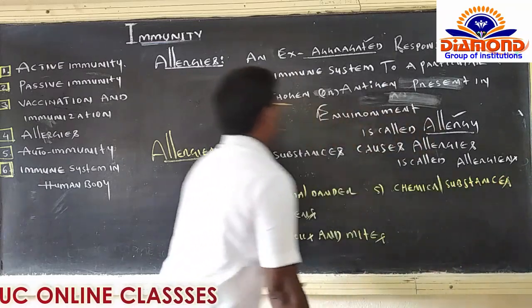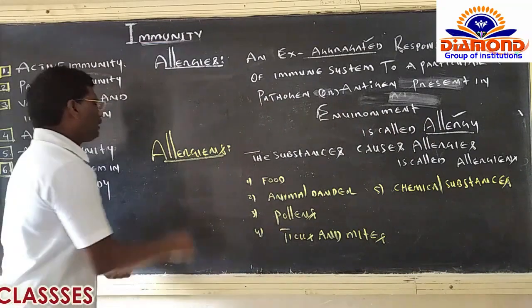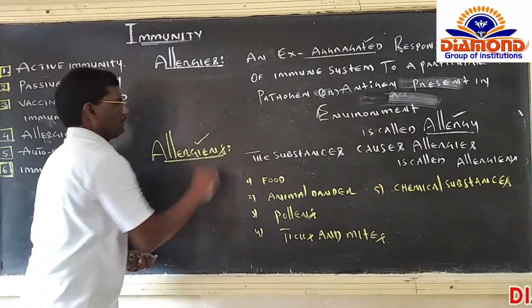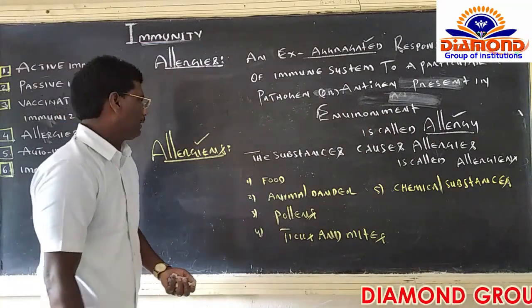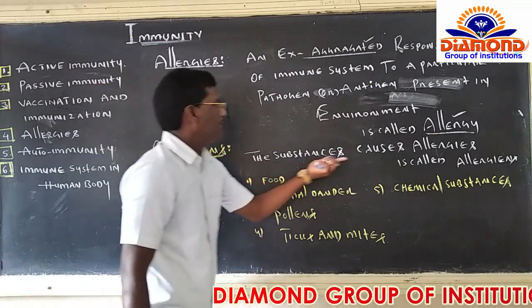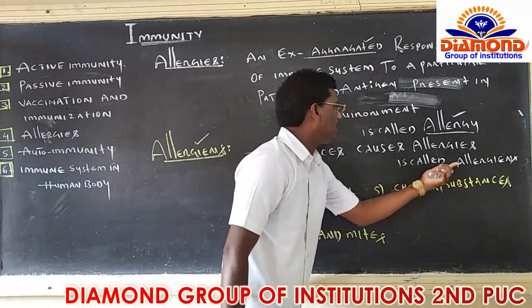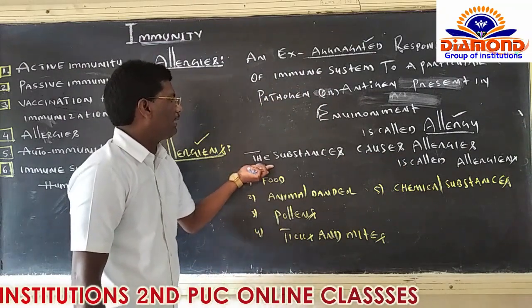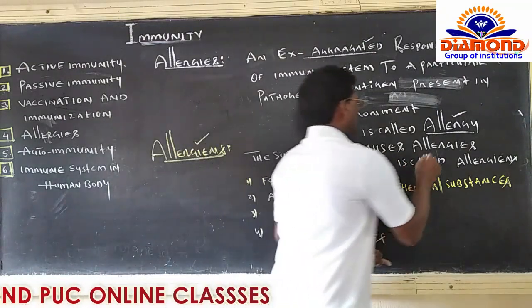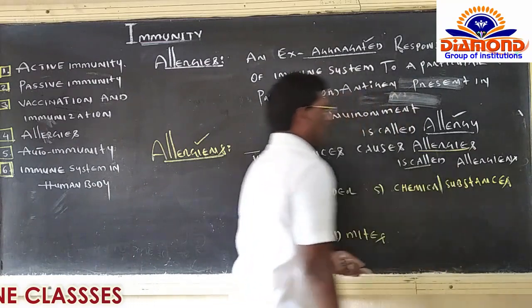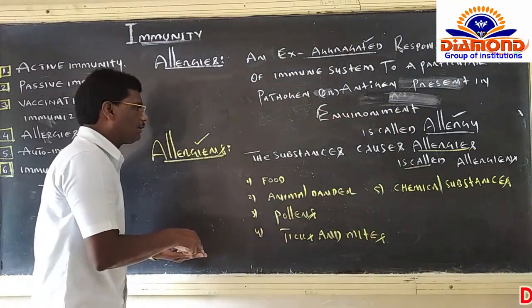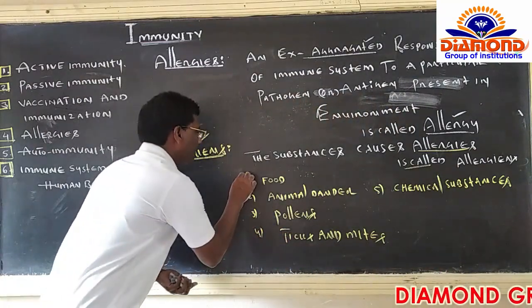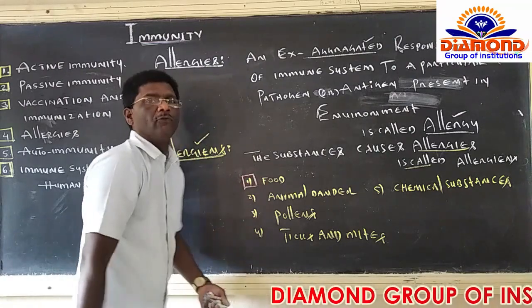Alright. Now have a look here. What is meant by allergen? The substances which cause allergies in the human being's body are called allergens. I made it very clear. The substances that cause allergies are called allergens. Looking at the fine and best examples for allergens, number one is food material.